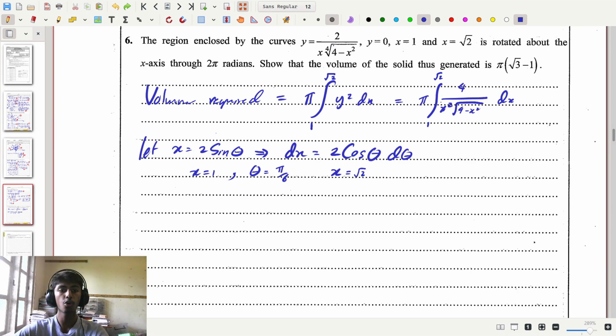And therefore, we can say x equals root 2 implies that theta is going to be equal to pi by 4, for the range of theta from negative pi by 2 to pi by 2. So therefore, theta is equal to pi by 4.